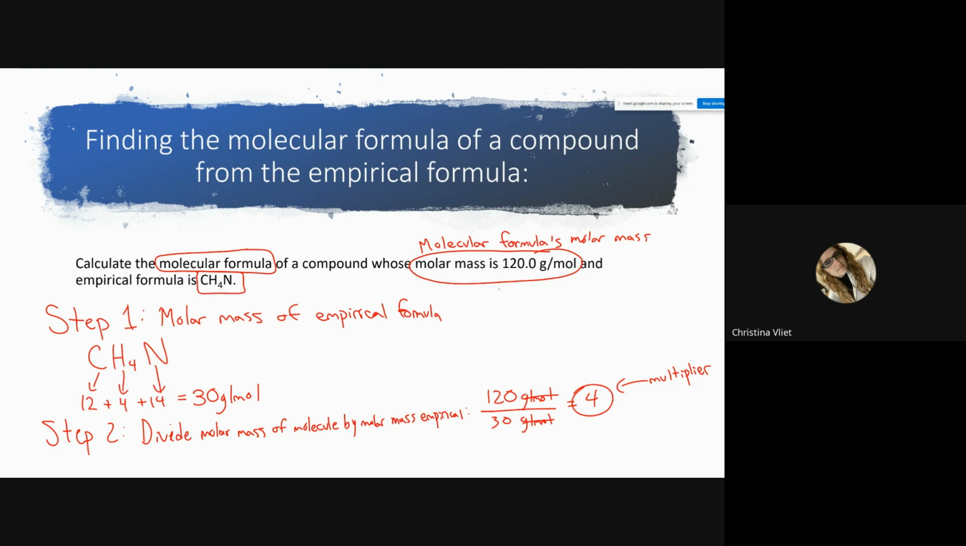So that would be technically step 3, right? Step 3, multiply subscripts of empirical. And so what would that be then? If it's CH4N, what am I multiplying by? There's an invisible 1 for carbon. So we multiply each of these by 4, and your final answer would be C4H16N4. So the actual molecule is C4H16N4. The mass percentages would be the same because they have the same ratio.